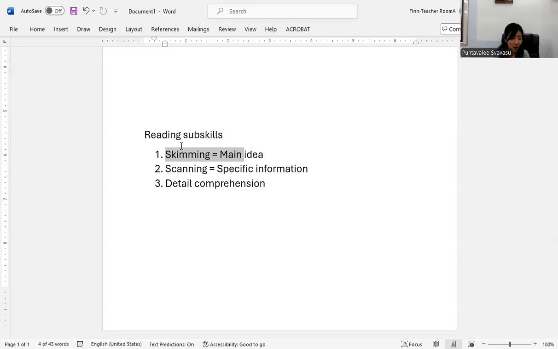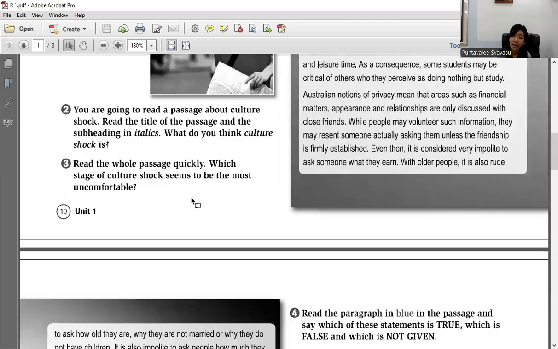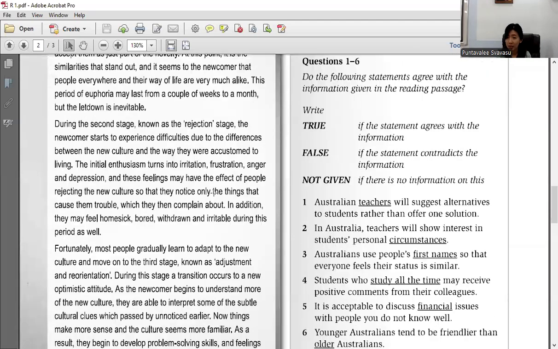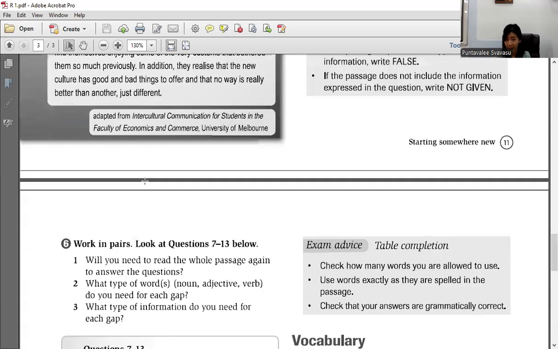If we just skim, sometimes we need to do something else with the reading. Usually when I skim, I will do another thing, which is about the characteristic of the test. In IELTS, one reading is usually separated into different tasks, and for this one there are two task types. I call it one set of questions. So questions 1 to 6 would be one set, and questions 7 to 13 the second set.